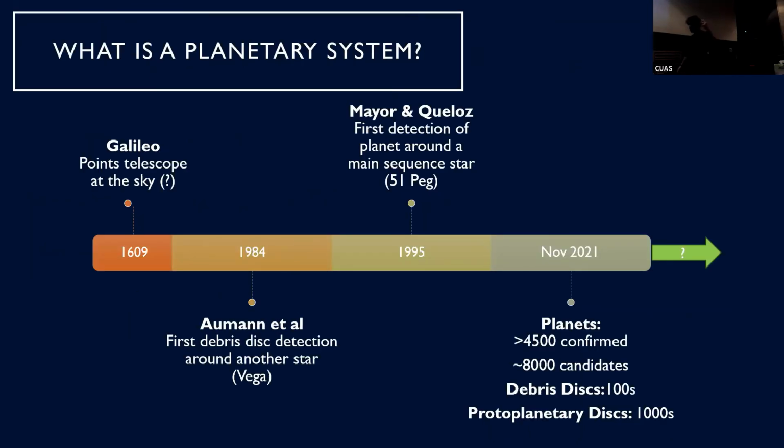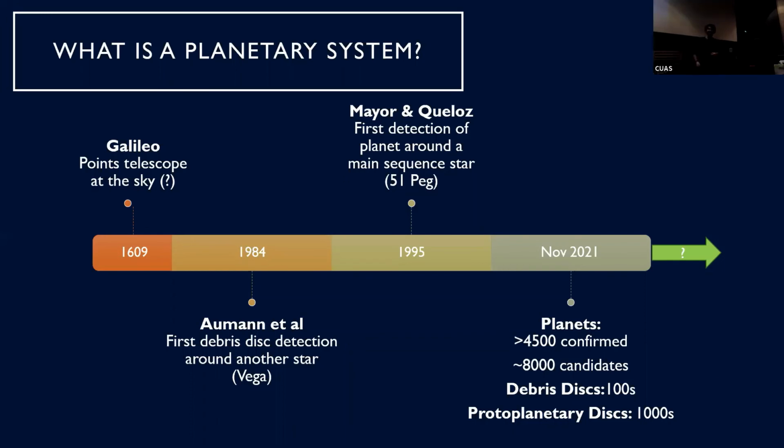And just to say how far we've come in the last 20 or 30 years, it was 1984 that the first debris disk was detected. It was 11 years later when we found the first planet around a main sequence star, 51 Pegasi. And then 20, 30 years later, we're at 4,500 confirmed planets.